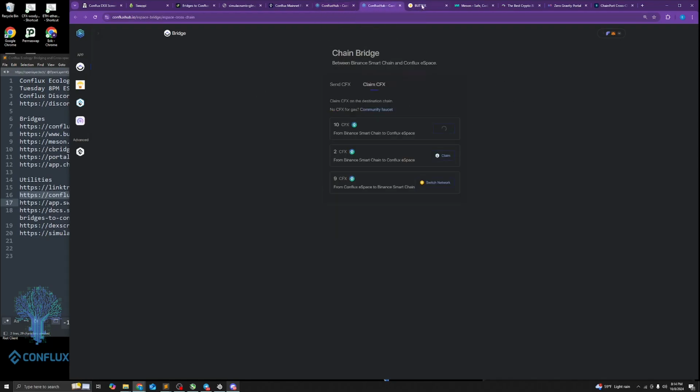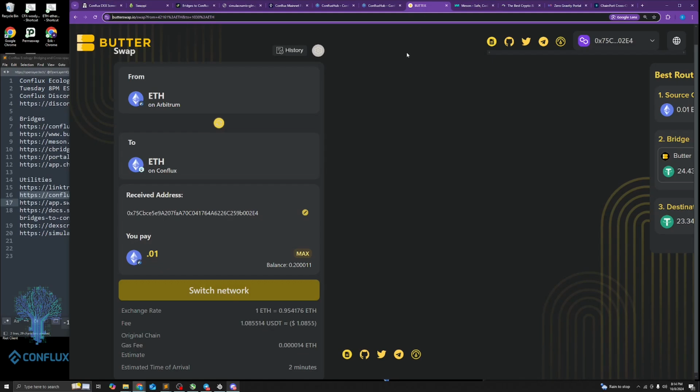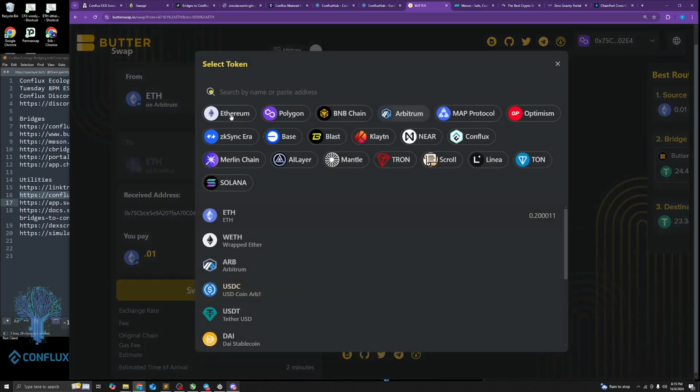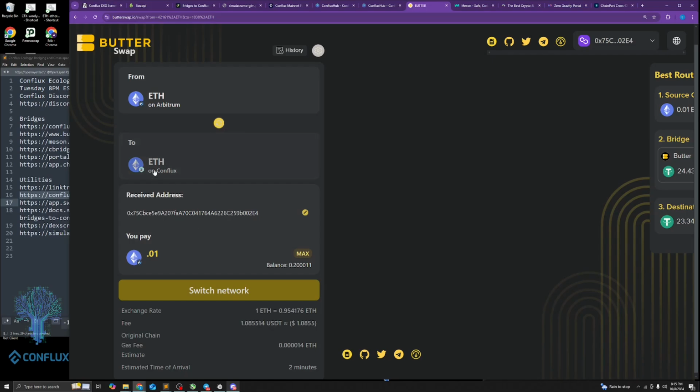Something more interesting. So this is Butterswap. This one is very interesting because you can do cross-chain bridging as well as cross-chain swaps. So I'm actually connected a bunch of stuff here. Let's say, okay, I want to go from Arbitrum with ETH. I want to go to Conflux eSpace with ETH.